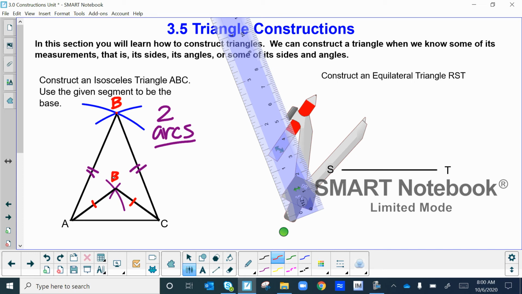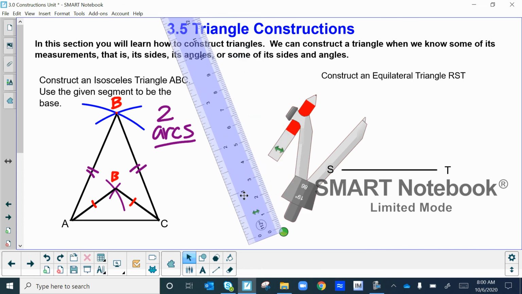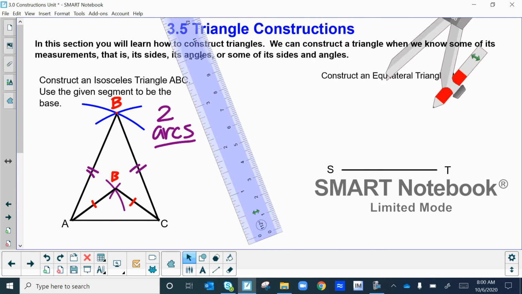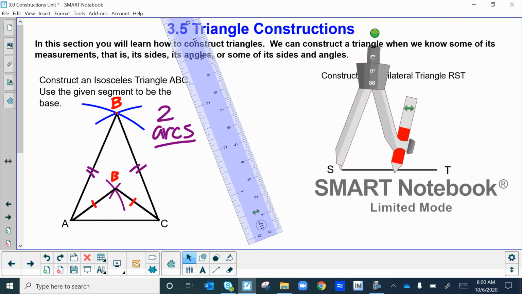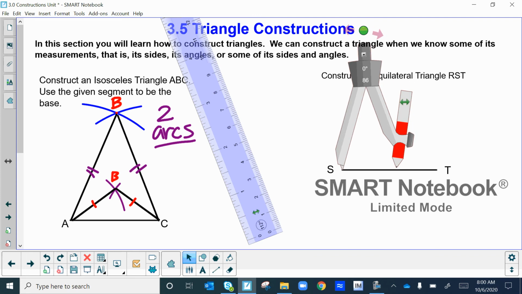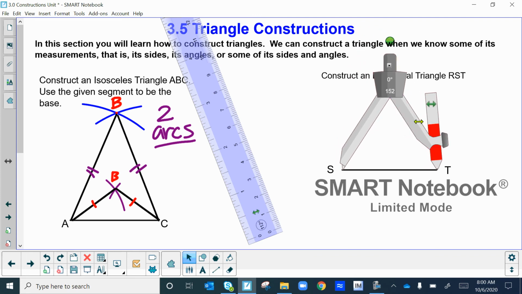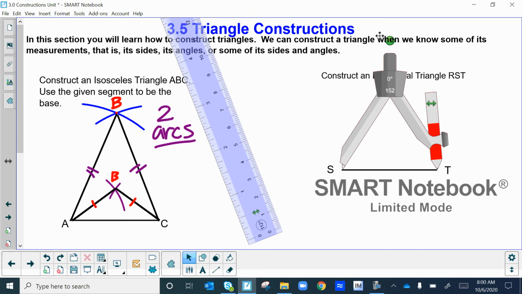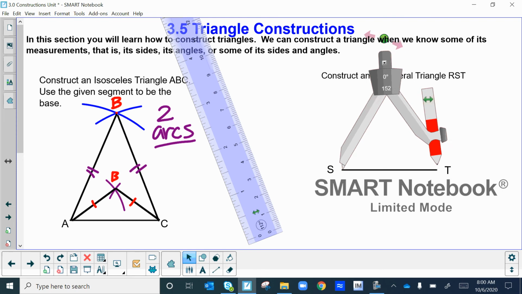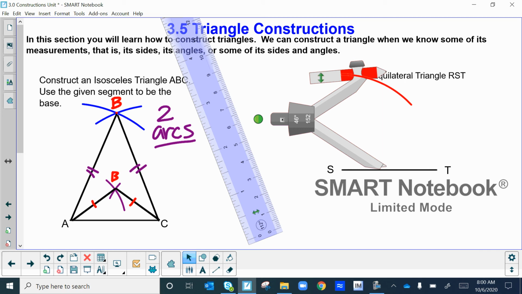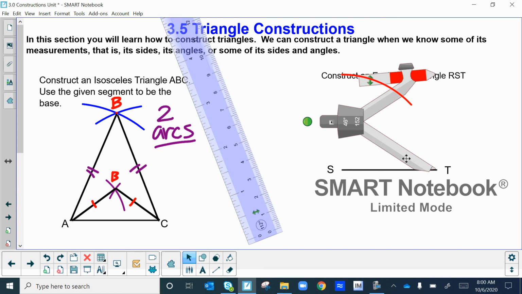All right, let's try this one over here to the right, because this one is also isosceles, except this one is equilateral. You probably saw what I did a second ago. If I want to make it equilateral, you want to get the exact measure of side ST. Make sure you get the exact measure, and then it's the same process. We're going to make an arc above, and then come over here.